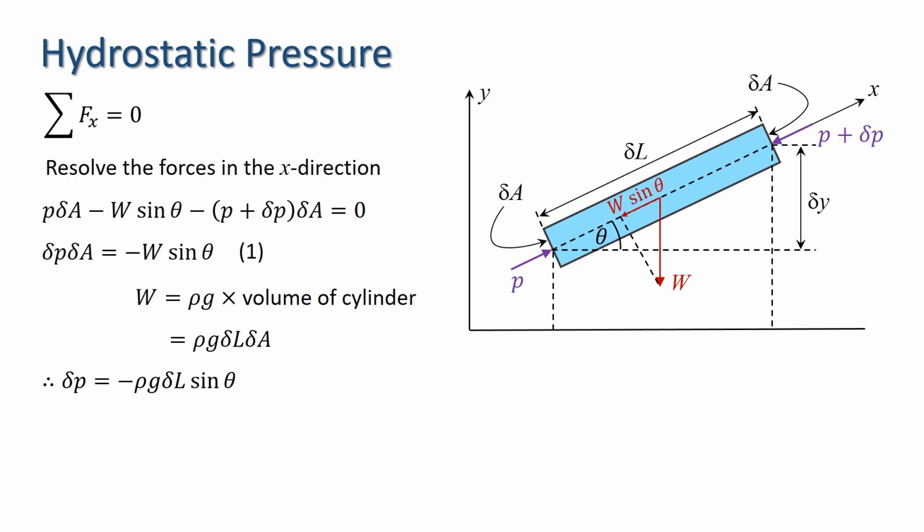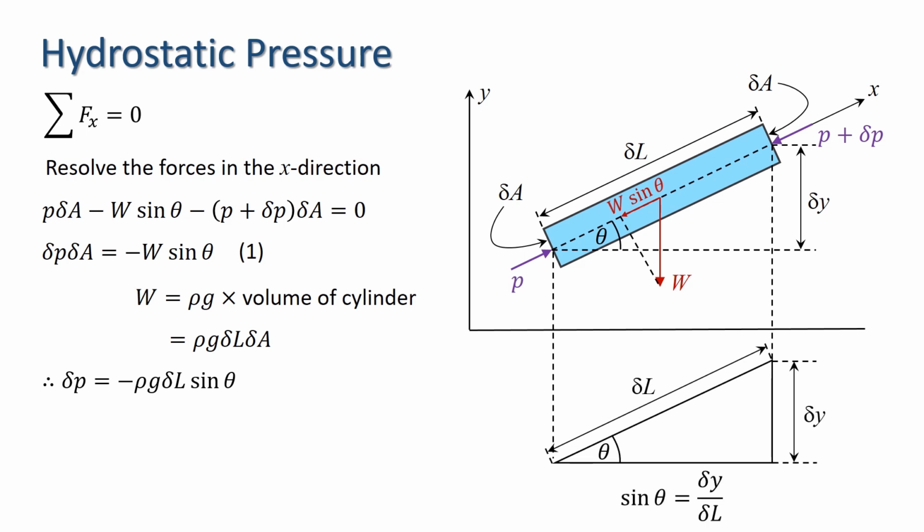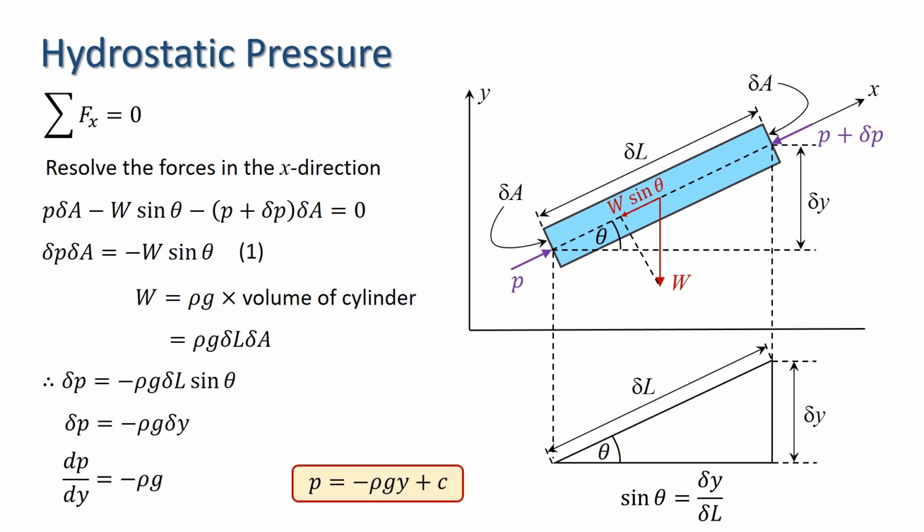If we look at the diagram, we can see that sine theta is delta y over delta L, so delta P can be written simply as minus rho g times delta y. If we now let delta y tend to 0, making our elementary volume shrink to a point, we can see that the gradient dp by dy equals minus rho g, which is constant provided our fluid has a constant density. Integration yields the equation P equals minus rho gy plus a constant.